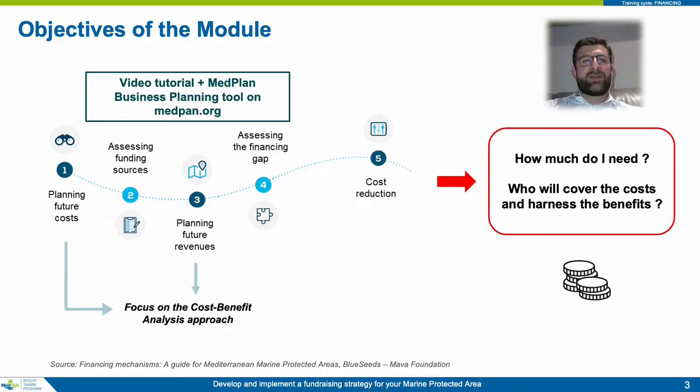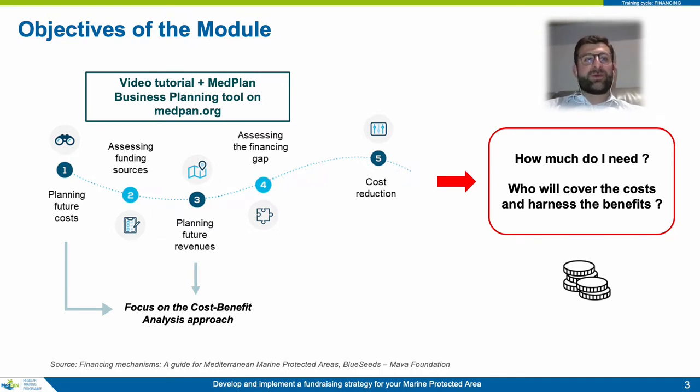The module is divided into two components. First, we invite you to watch the video tutorials and use the MEDPlan business planning tool from the training course on business planning for Mediterranean MPAs, which you will find on medpan.org. This first component is to teach you how to calculate your financing gap, namely your financing needs minus your available financing. The second part of the module will focus on the cost-benefit analysis approach, CBA.